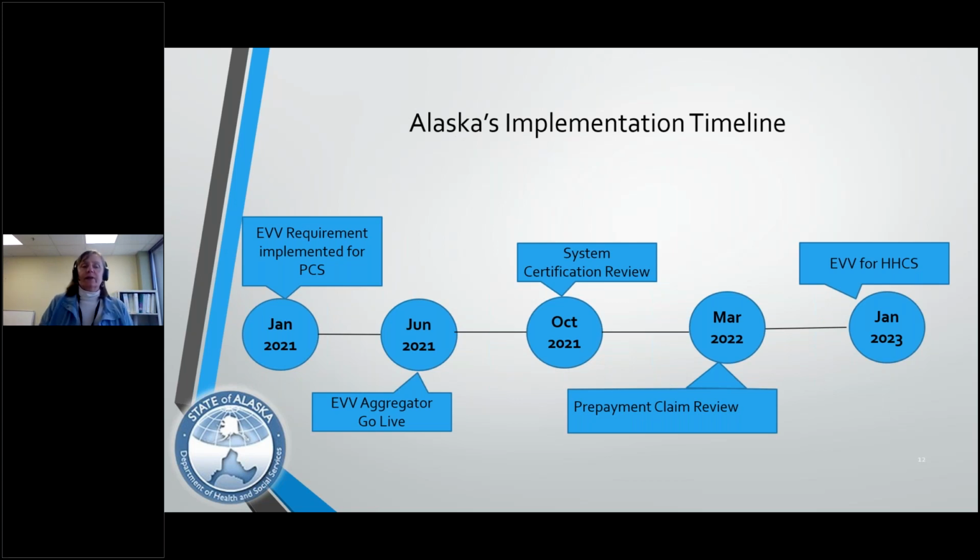In March of 2022, we started a prepayment claim review. So we would review claims and let providers know when something didn't match, so we could troubleshoot through that. And we're still troubleshooting. We're still in what we would call a soft launch, as we also simultaneously are building for electronic visit verification for home health, which is due in January of 2023.